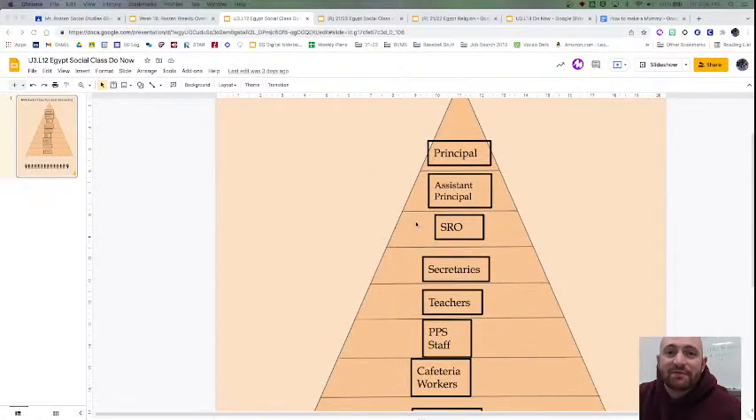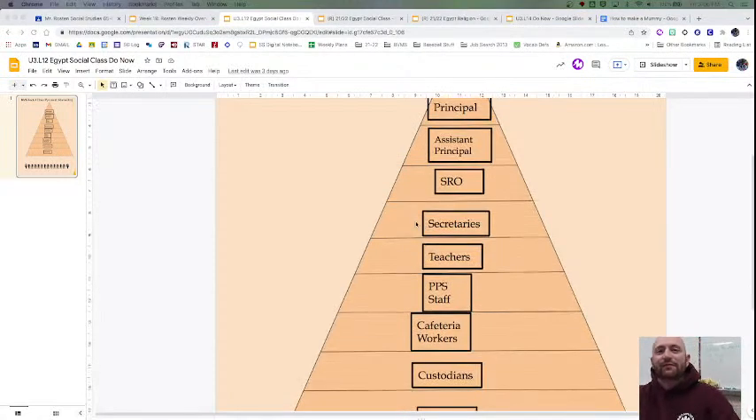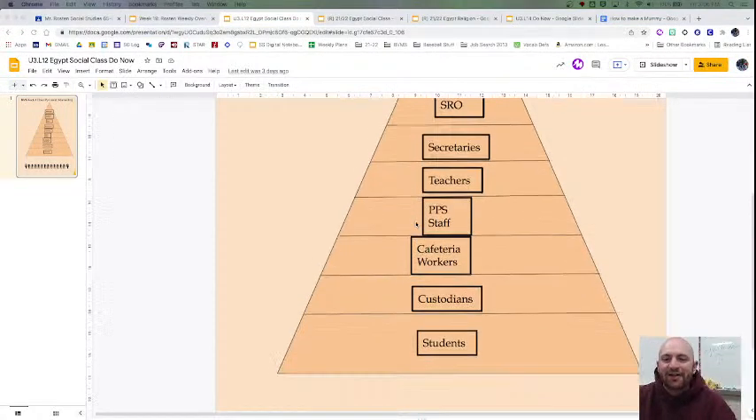Then we have the secretaries, and we talked about how the secretaries run the school, right? They make sure that everybody is on time. They set everybody's schedule. Everybody's ready and raring to go. Then we got the teachers, the PPS staff, the guidance counselors, the social workers, the school psychologists. Hello, everyone. Howdy. Then we talked about the cafeteria workers, how they're super important because they feed you guys every single day. Then we talked about the custodians, and then lastly, the students on the bottom.